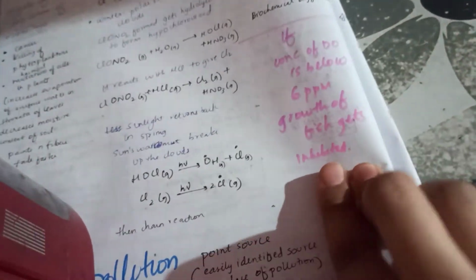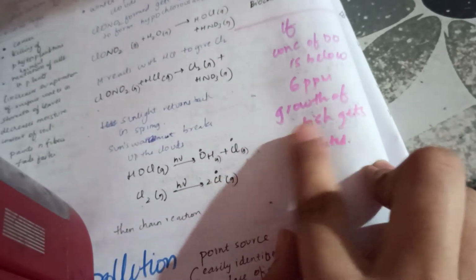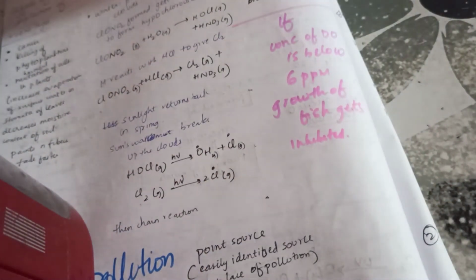But due to the pollution, it gets below 6 ppm and the growth of fish gets inhibited. The life cycle is destroyed. See, one thing is related to some other thing. Everything is bound with chains. So that's why doing a single mistake may lead to complete death, death of everything.